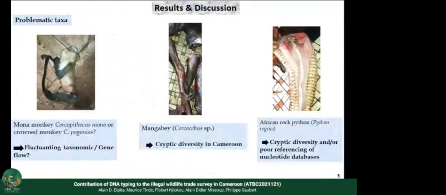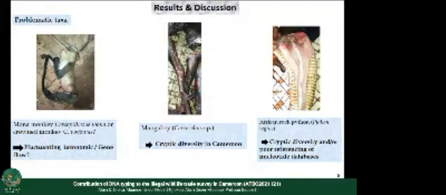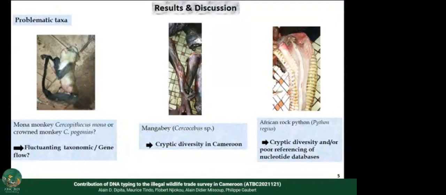One species of guenon could not be differentiated between mona and Cameroon monkey due to fluctuating taxonomy and/or gene flow. One mangabey could not be identified to the species level, which can be explained by cryptic diversity within Cercocebus and Papionini. One snake could be related to the African rock python, but with low similarity due to cryptic diversity and/or poor referencing in the nucleotide database.